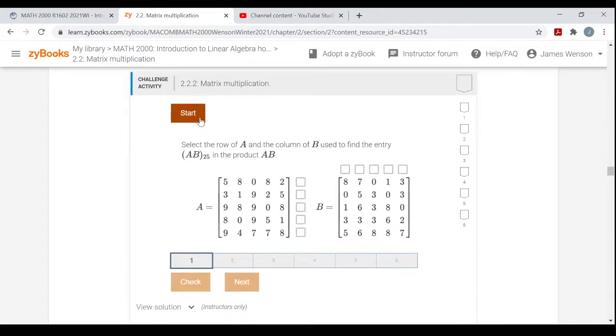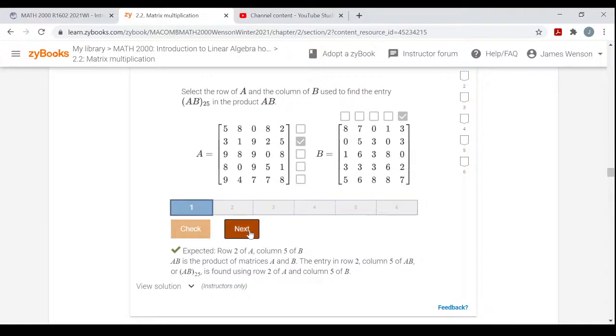And I'll show you what the challenge activity looks like to start. There are 6 of these. So here, select the row of matrix A and the column of matrix B that would be used to find the entry AB25 in the product AB. So this is the product, second row, 5th column. Second row of the left matrix, so I would use this row of A with the 5th column of B. I would multiply all these entries by all these entries and add them up to get the second row, 5th column entry of the product. And that's all they asked to do in that one. Pretty simple.